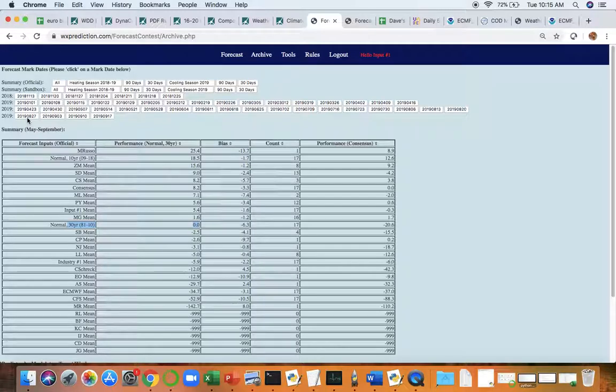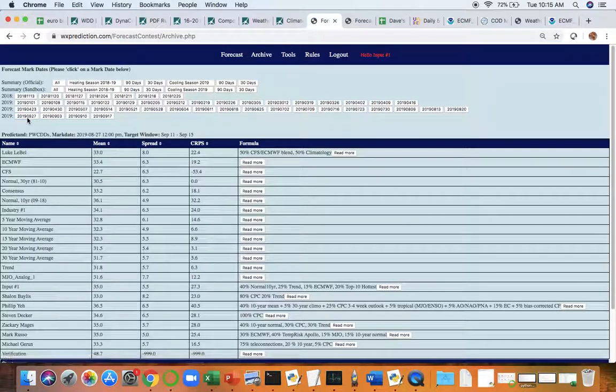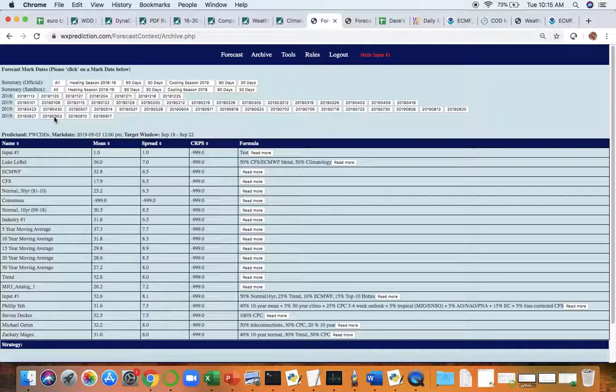I'm also going to take a look here just at the most recent week. The most recent week of verification is from 8/27. I can double check that. I'm going to click on 9/3. Yep, and we don't have the scores yet, the 999s.